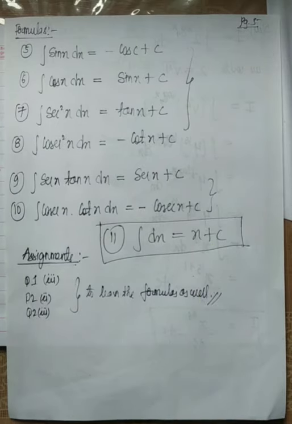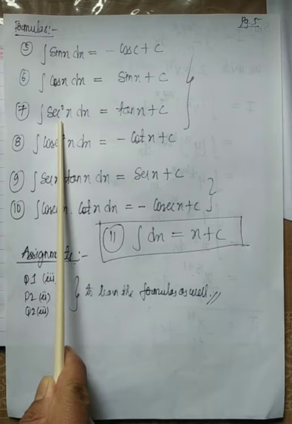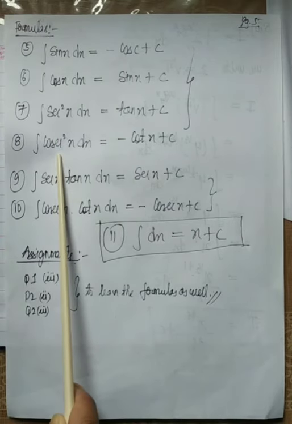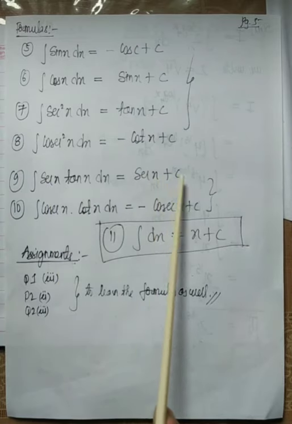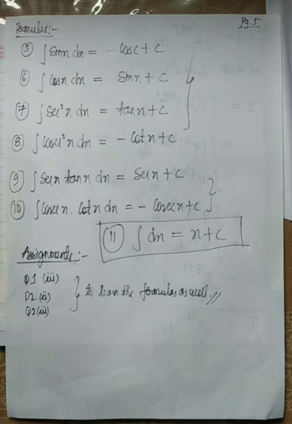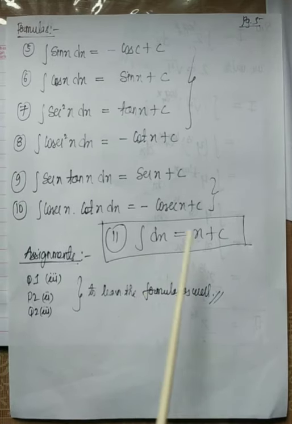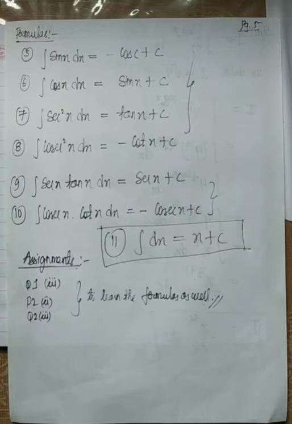Okay, so integration of cos x is sin x. Integration of sec square x is tan x. Integration of cosec square x is minus cot x. Integration of sec x tan x is sec x plus c, and integration of cosec x into cot x is minus cosec x plus c, and the last one, integration of dx is equal to x plus c. So please do learn the formulas by heart.